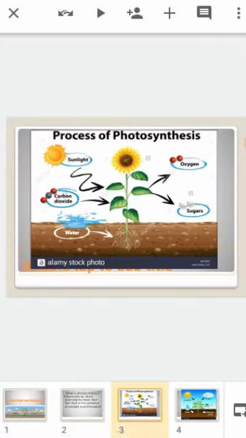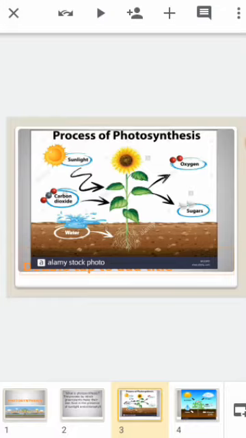I want to explain the process of photosynthesis with this picture. Process of photosynthesis. Look here. This one is root. What is the function of root? Root absorbs water from soil.